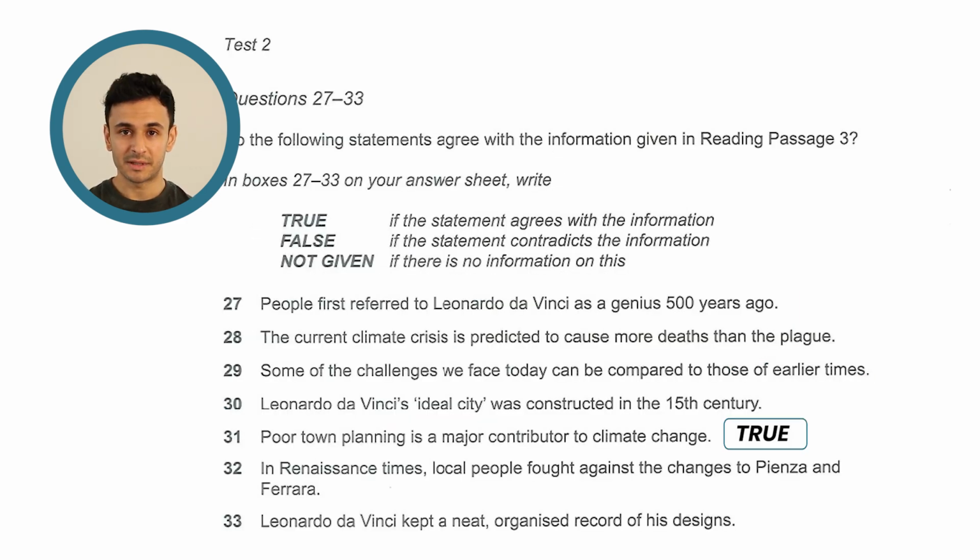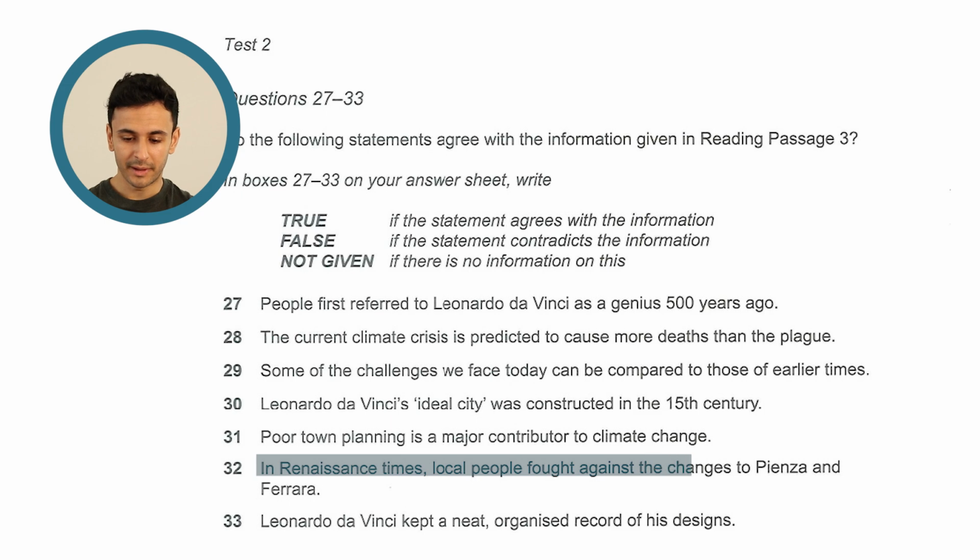Because we know that if you design in a good way, you could actually mitigate, or reduce, the impact of climate change. That's what the paragraph is saying. So if poor planning, which means when you don't design in a sustainable way, obviously it's going to contribute to climate change. And that's what I'm going to say here. It is true.